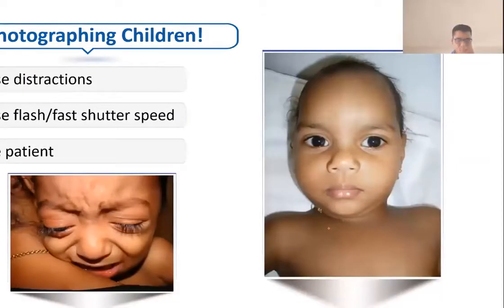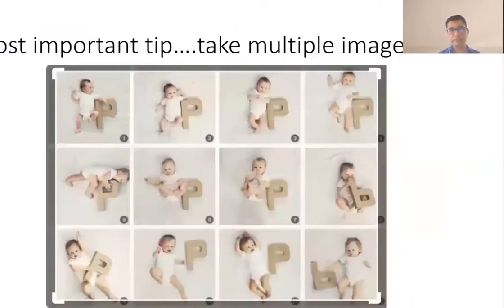Children can be difficult to photograph because sometimes it's difficult to make them stay still. So use distractions for the children, say like a rattle or something of light. Use flash always, and if you have manual settings, use a fast shutter speed. And very important is to be patient. Okay, so you need to take multiple images to really get good quality images which you can use.